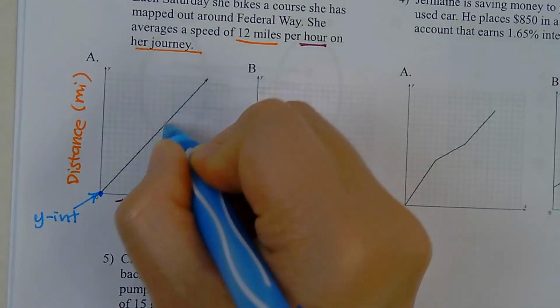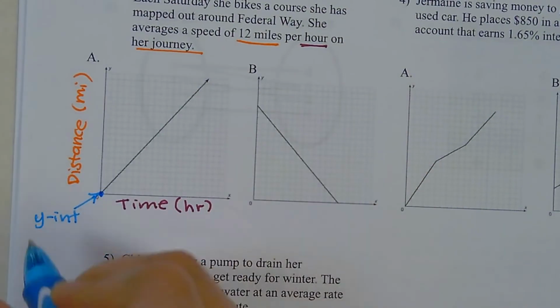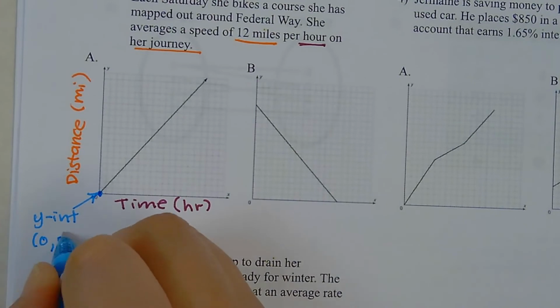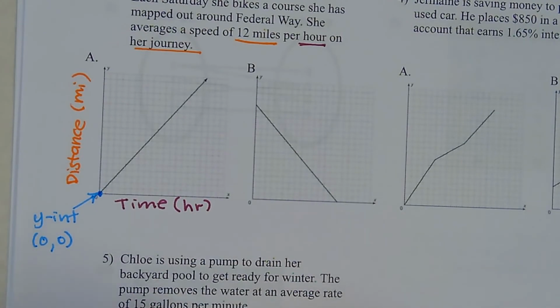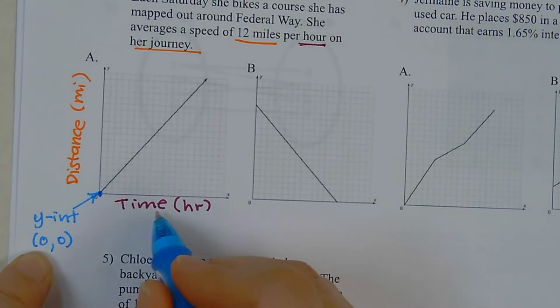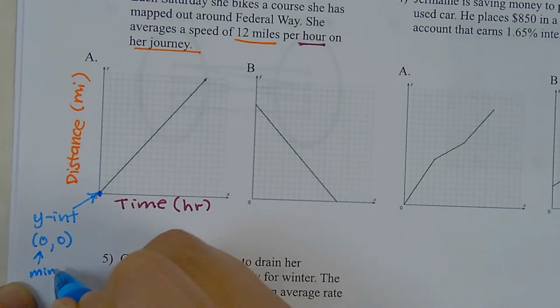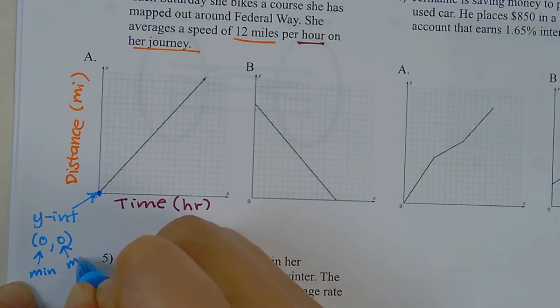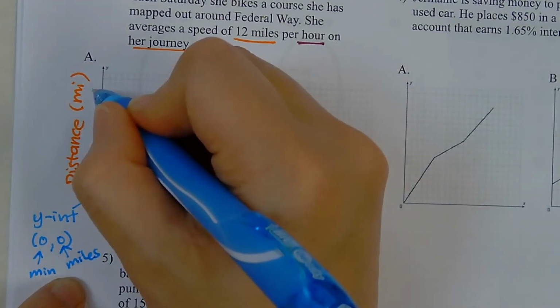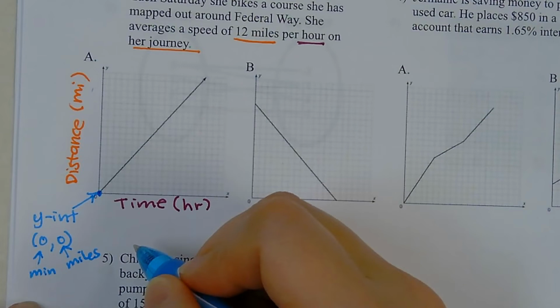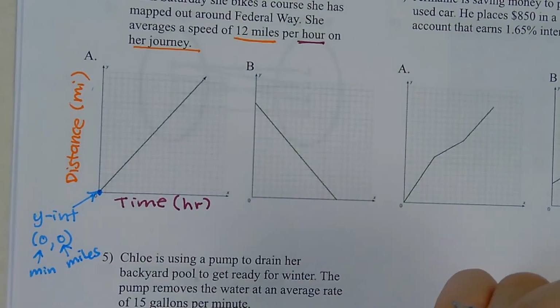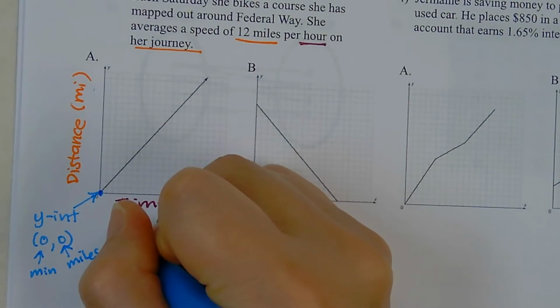Do you see how this graph crosses the y-axis right here at 0, 0? So in this case, the y-intercept is 0, 0. The way we interpret or explain it is we have to explain each 0. What does the first 0 mean? Remember, the first 0 is talking about time. So this is 0 minutes, and that is 0 miles, because the y is talking about the miles. So what is happening at 0 minutes? When does 0 minutes happen? At the start of her journey.